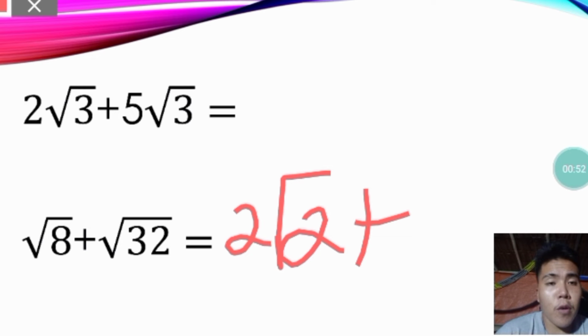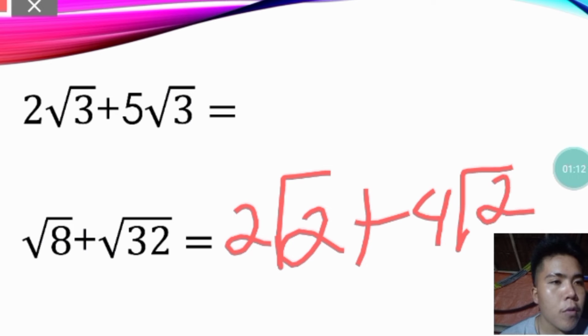What is the perfect square of 32? We have 16. 16 times 2 is 32. What is the square root of 16? We have 4, right? So you just put the 4 here, 4 square root of 2.